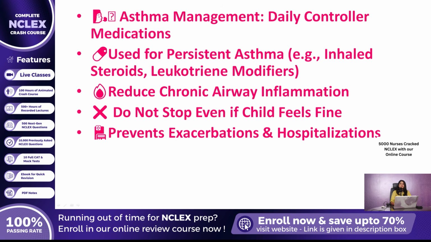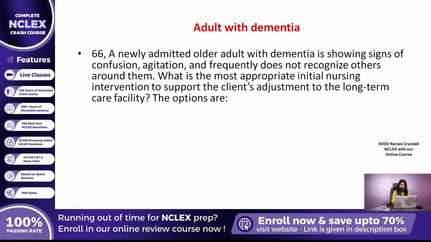Let us now keep an attention onto question number 66, which addresses the care of an older adult with dementia during their transition into a long-term care facility. The scenario is, a newly admitted older adult with dementia is showing signs of confusion, agitation, and frequently does not recognize others around them. What is the most appropriate initial nursing intervention to support the client's adjustment to the long-term care facility? The options are A.